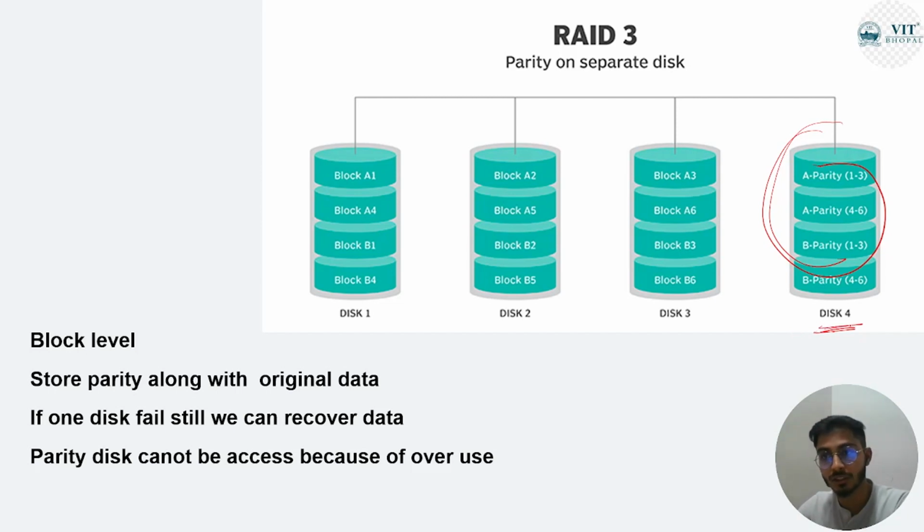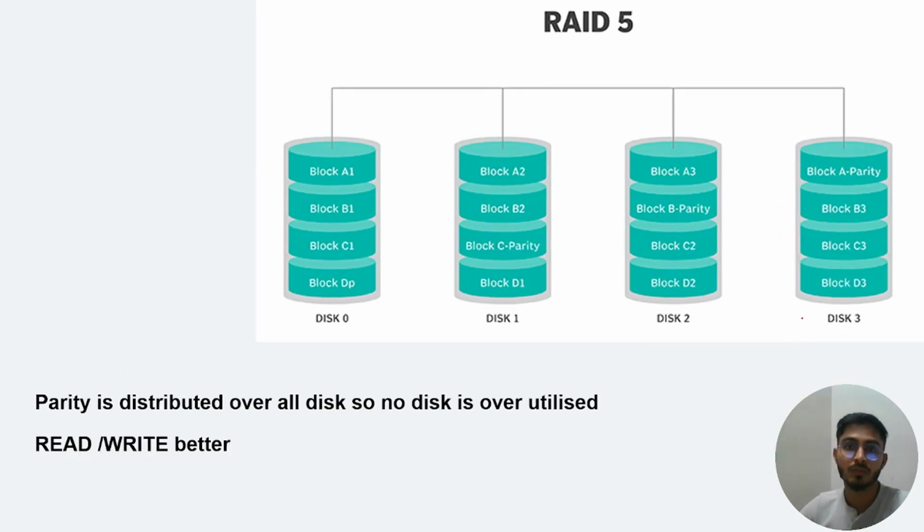Because of overuse, this RAID 3 can fail. So what is the solution to this? RAID 5 gives a solution to the problem we are facing in RAID 3 and 4. RAID 4 is also similar, giving a solution, but more organized and more right is RAID 5.